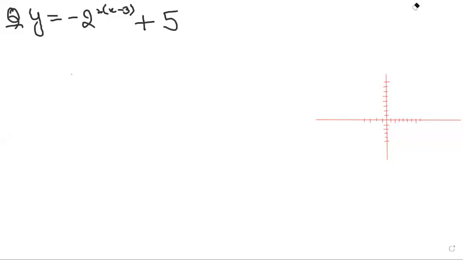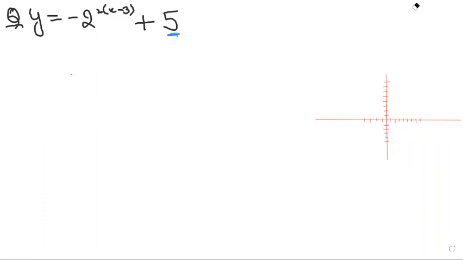We have a question here: y equals negative 2 to the power 2 times x minus 3, plus 5. We have to draw the graph of this exponential function with the help of our transformation. First of all, we should know that this 5 is our asymptote, and we have here our negative 2 to the power 2 times x minus 3. So our parent function is actually 2 to the power x.